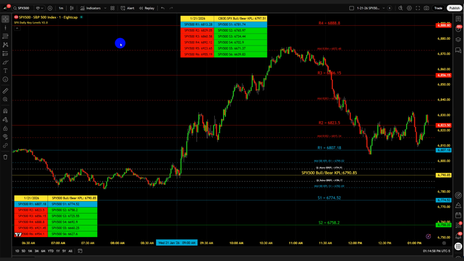There are a couple of reasons why it works on two different symbols. One reason that you would want to have it on the SPX CBOE symbol is, of course, if you're trading SPX index options, that is the symbol that you would use because that is the official SPX index that everyone follows.